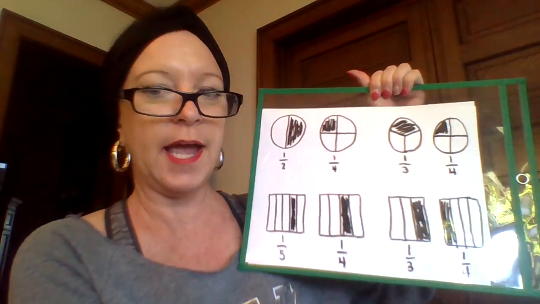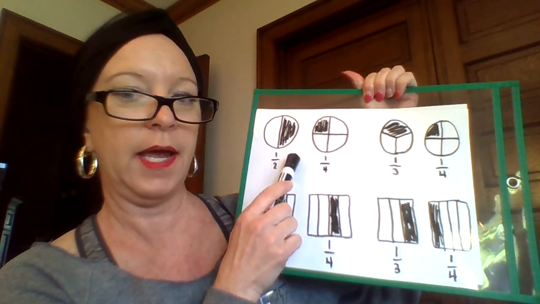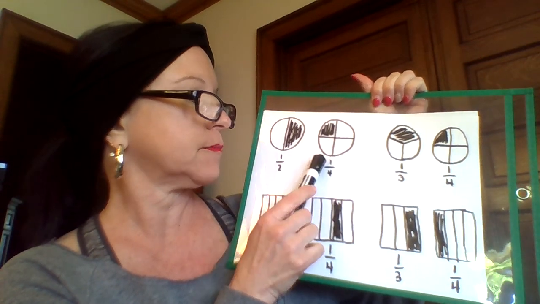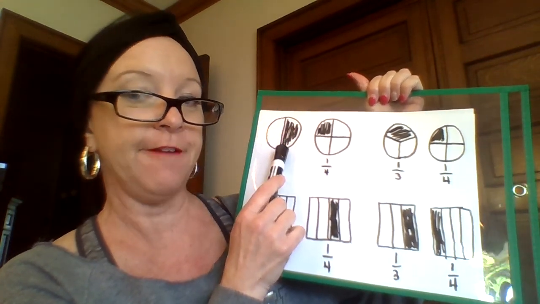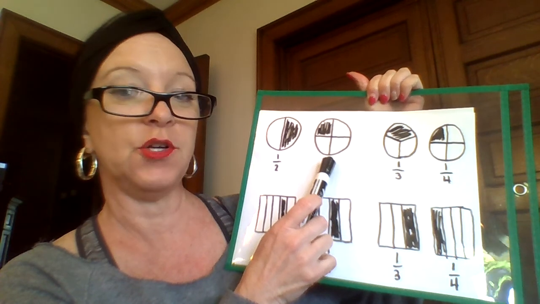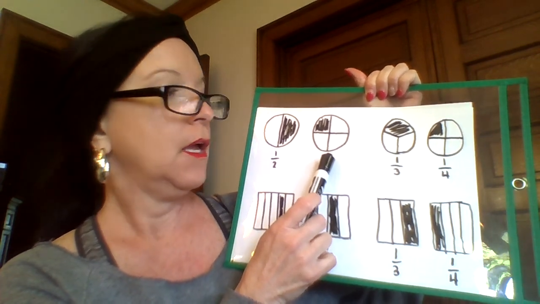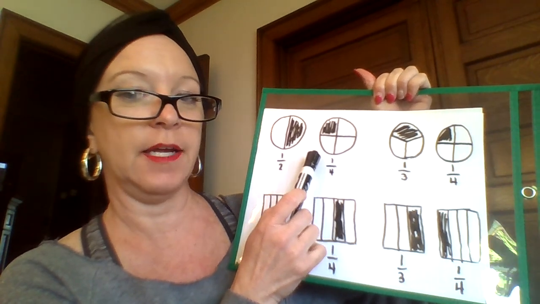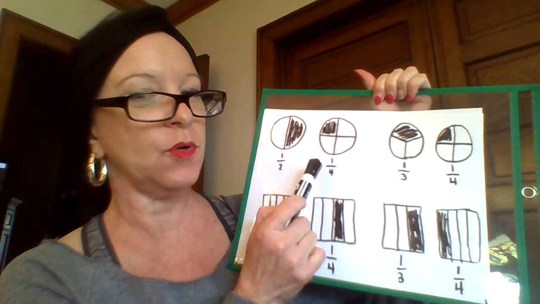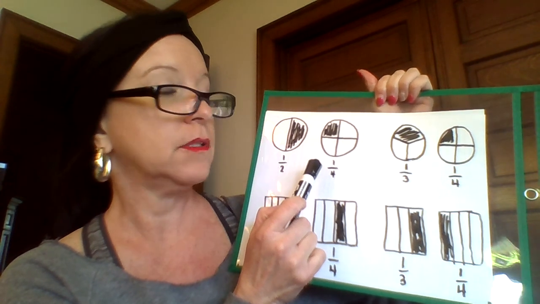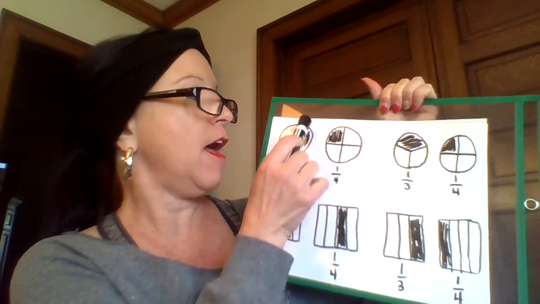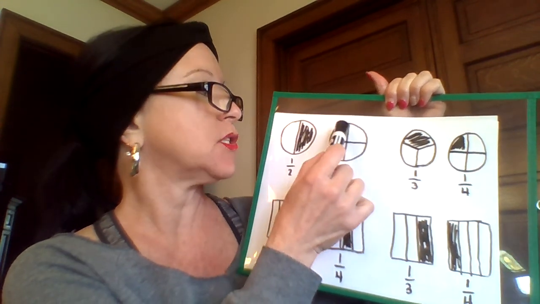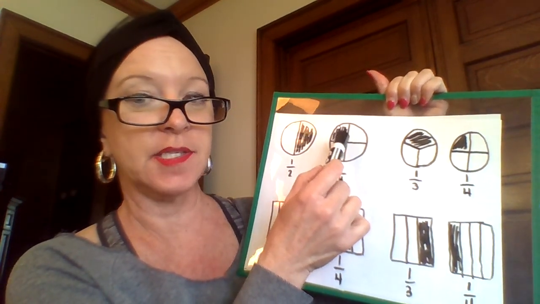All right, let's look at this first one here, okay? I drew two circles. One I divided in half, and the other I divided into a fourth, a quarter. I want you to look at the shaded. Do they look equal to you? No, they don't. Half of a pizza pie is more than just a fourth of the pizza pie.